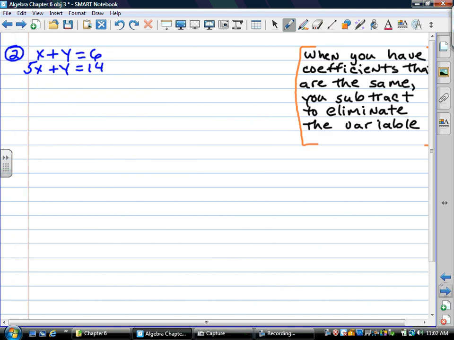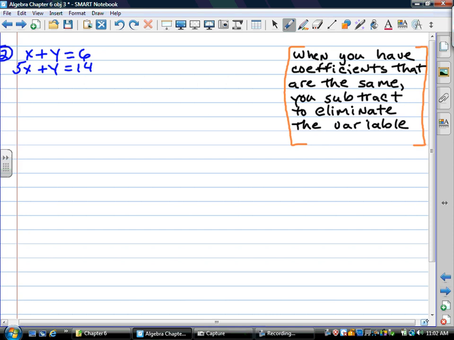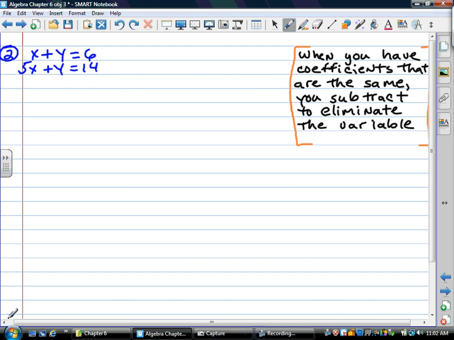All right, let's move on to example 2. My notes here say that when you have coefficients that are the same, you subtract to eliminate the variable. All right, let's take a look and see what that means. Notice here I have coefficients for y that are the same. I have 1y here and 1y here. When we have coefficients that are the same, we subtract to eliminate the variable.